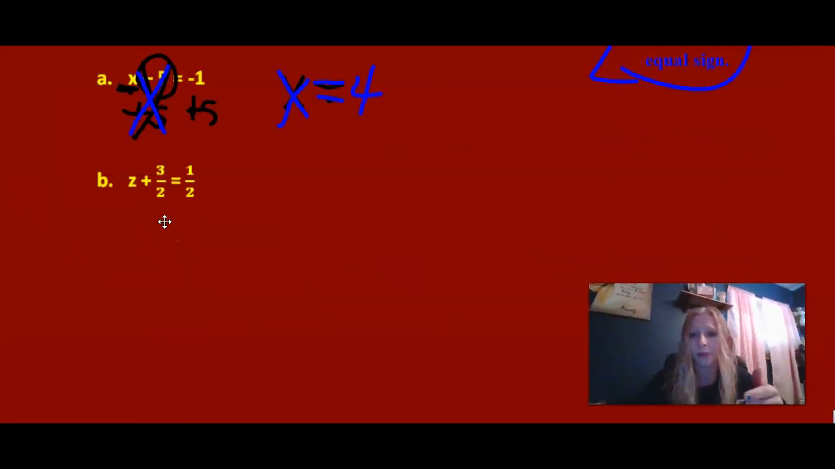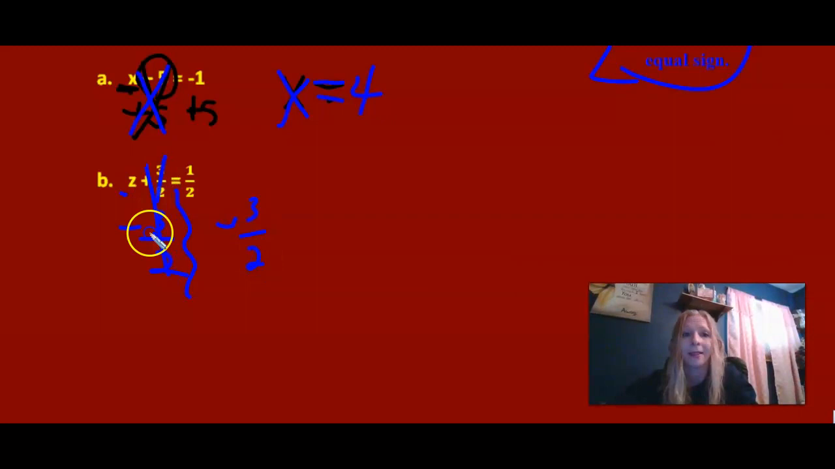Now we're getting into rational numbers. Now don't freak out just because you see a fraction. You know how to do this. Z plus 3/2 is equal to 1/2. Again, we see that addition, so we're going to use that inverse operation, and we're going to subtract 3/2. We want the Z all by himself on one side of the equal sign. So what's in the way from that happening is this 3/2. So subtracting 3/2 from both sides will solve that problem.